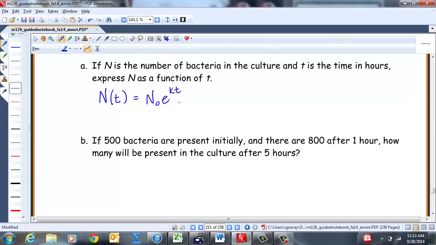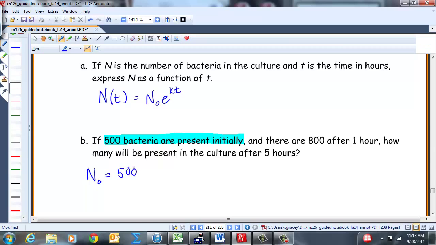Now, if 500 bacteria are present initially and there are 800 after 1 hour, how many will be present in the culture after 5 hours? So basically, this phrase here, if 500 bacteria are present initially. So what does that tell us? Good, that tells us that N0 is equal to 500.